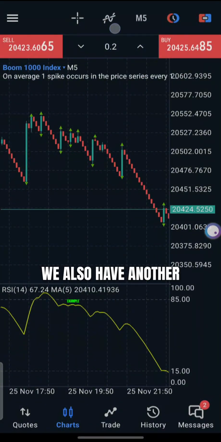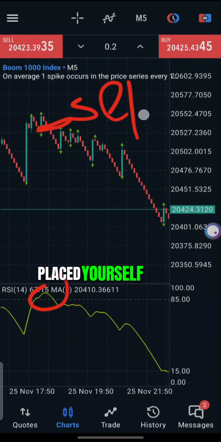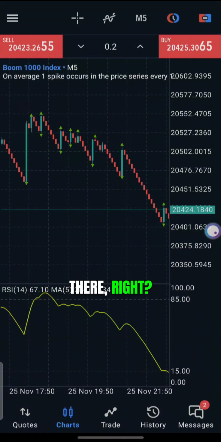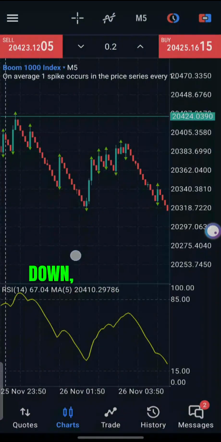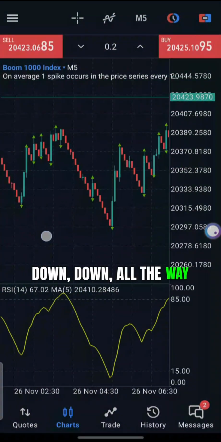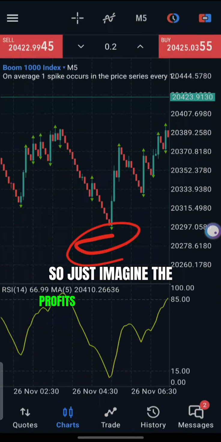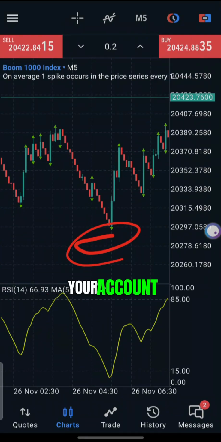We also have another example right there. Here, as you can see, it went above level 85, which is somewhere here. So this is where you place your sell trade, right? If you had placed your sell trade right there, as you can see on this chart, it went all the way down, all the way to somewhere around here. So just imagine the profit you'd have made from this one trade using the minimum lot size, so you won't blow your account.